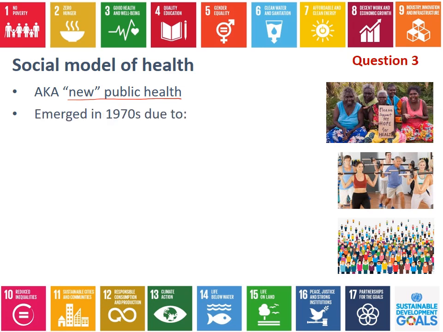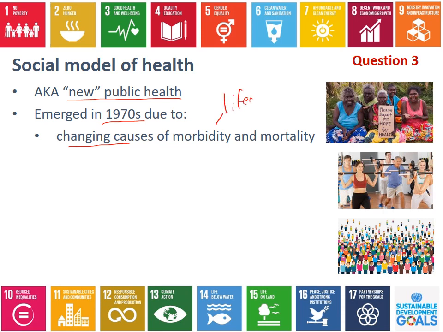This model of health really started in the 1970s in Australia, and that was because of the changing causes of morbidity and mortality, which we've discussed before, but they're things like our lifestyle related diseases. They became a lot more obvious in the 1950s and 1960s. And by the 1970s, the government and the health department said, look, we've got to focus on these things.